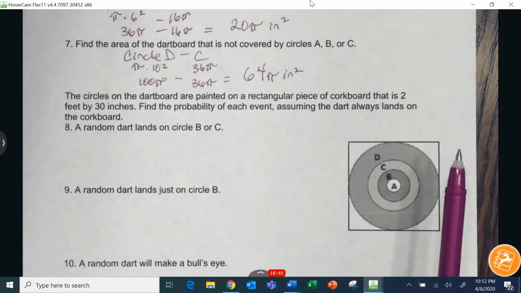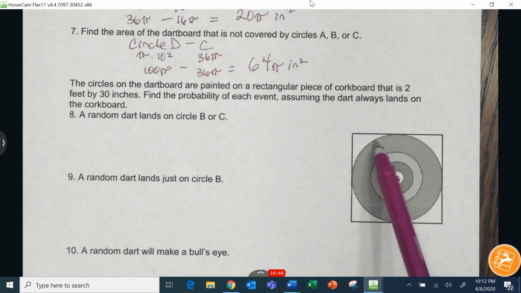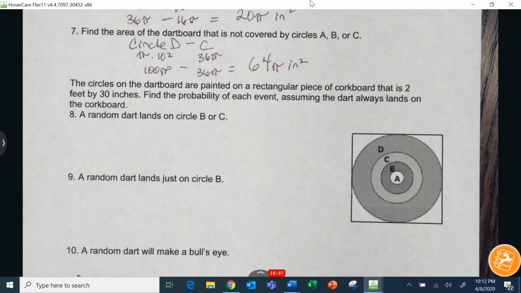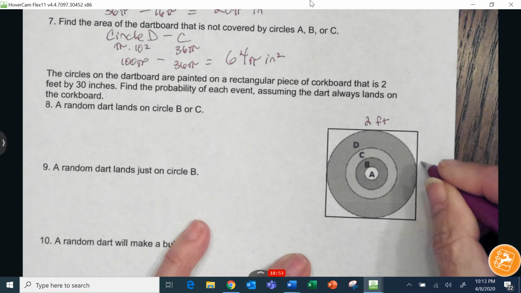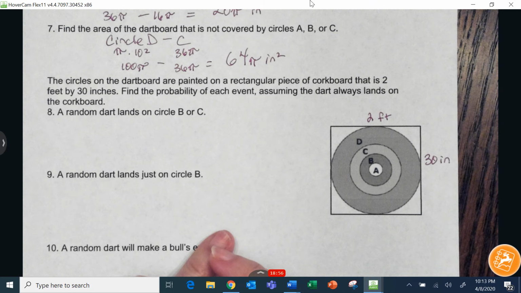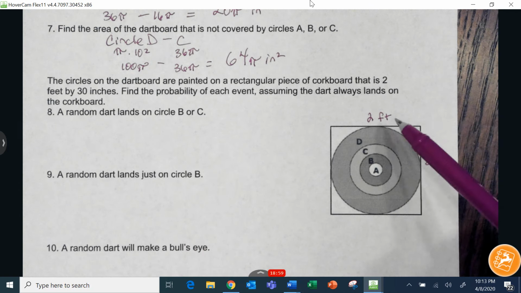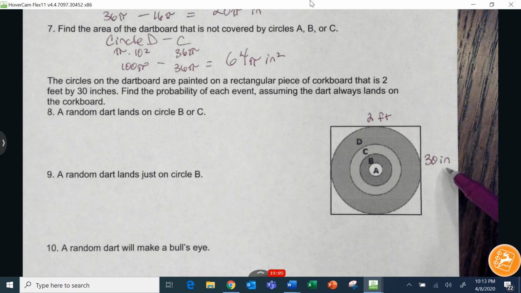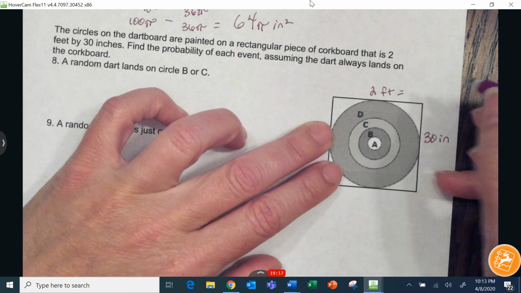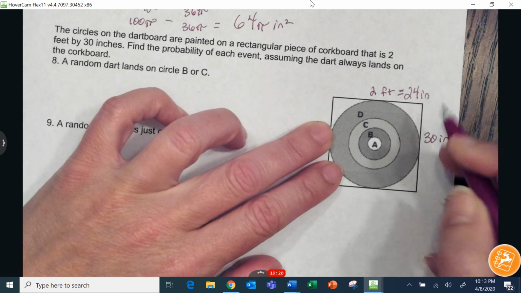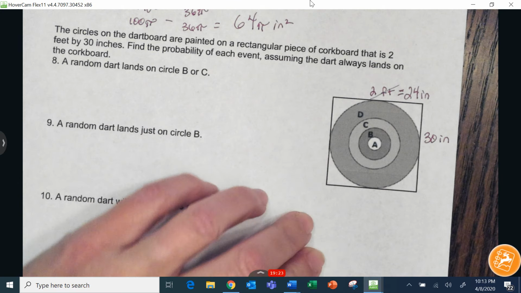Okay, now we're going to have the exact same picture, but this time it is on a rectangular piece of corkboard that is 2 feet by 30 inches. And right now, I notice something that doesn't sound right, because 2 times 30, that doesn't look right to me. So pay attention to units. This is 2 feet, this is 30 inches. There's no way that we can calculate things when they're in different units. So I'm going to turn everything to inches, since all of this was in inches. This is going to be the same as 24 inches. So we're going to get rid of that 2 feet, and we're going to make it 24 inches instead.